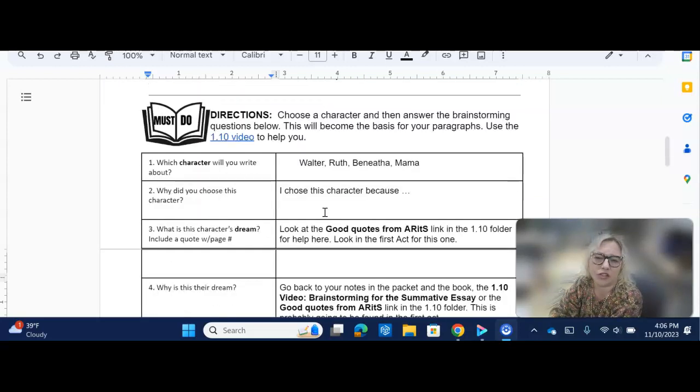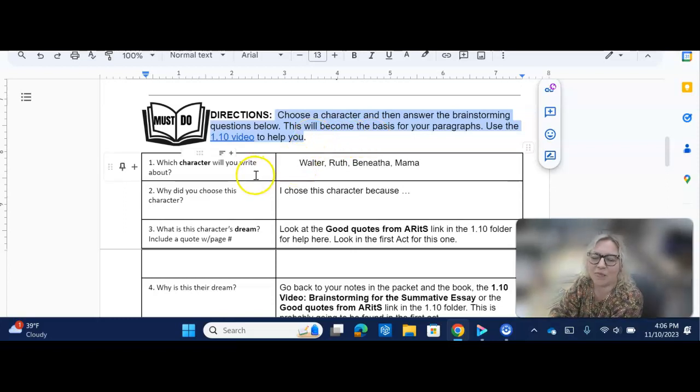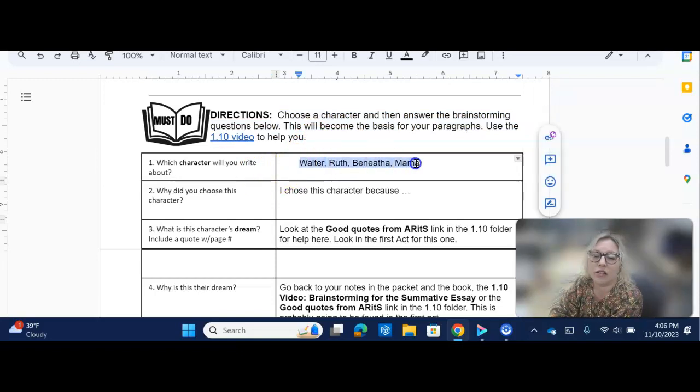The directions say choose a character and then answer the brainstorming questions below. This will become the basis for your paragraphs. And then you're watching this video to help you. Okay, so first of all, which character will you write about? Like I said just a second ago, you're going to pick one of the four. It's time to pick. Pick one right now.